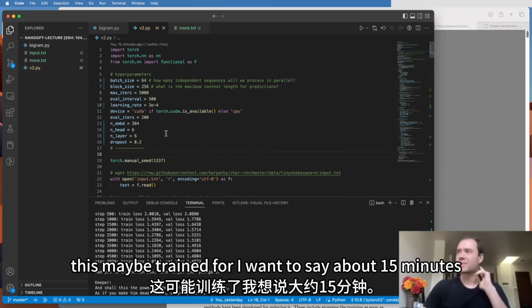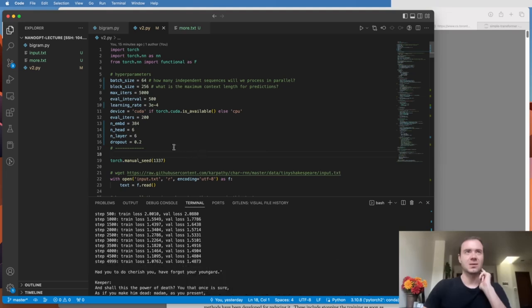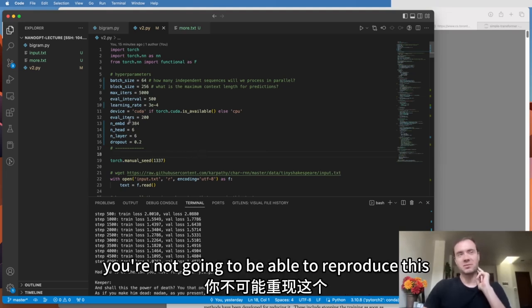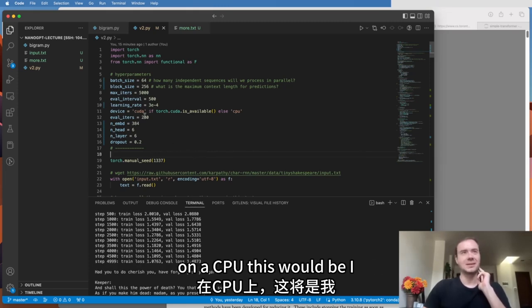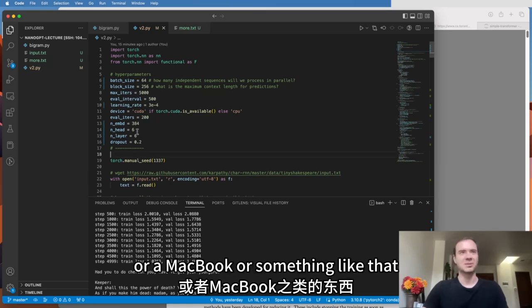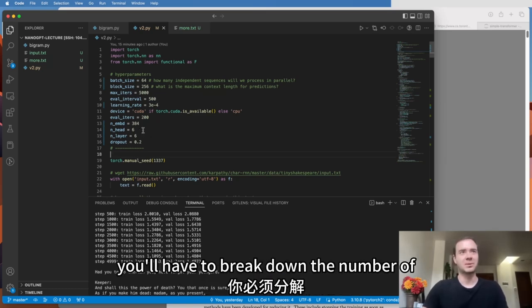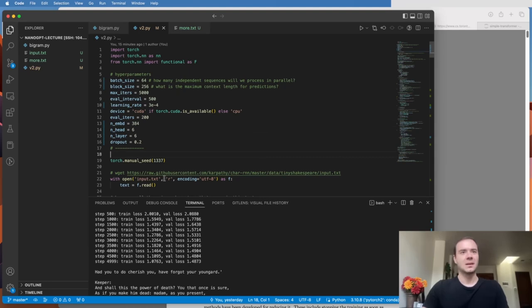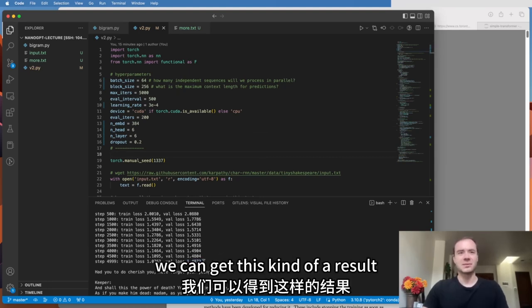This maybe trained for, I want to say, about 15 minutes on my A100 GPU. So that's a pretty good GPU. And if you don't have a GPU, you're not going to be able to reproduce this. I would not run this on a CPU or a MacBook or something like that. You'll have to bring down the number of layers and the embedding dimension and so on. But in about 15 minutes, we can get this kind of a result.